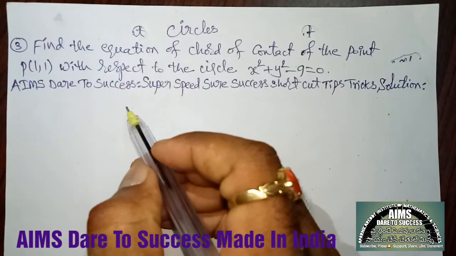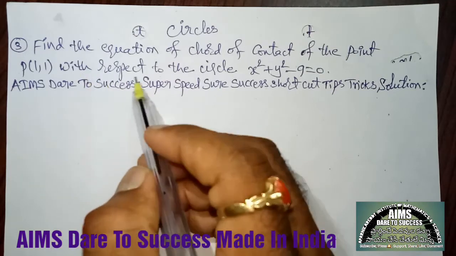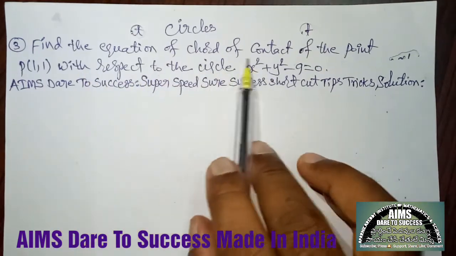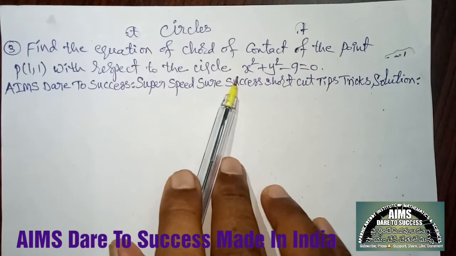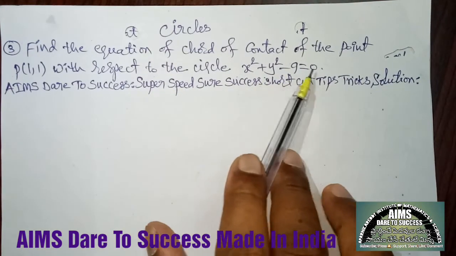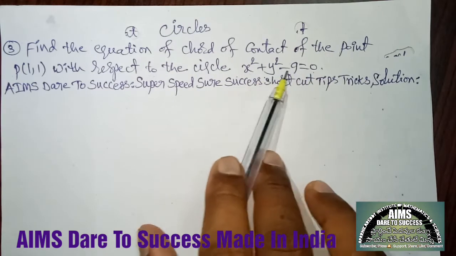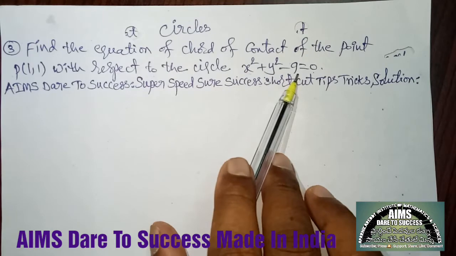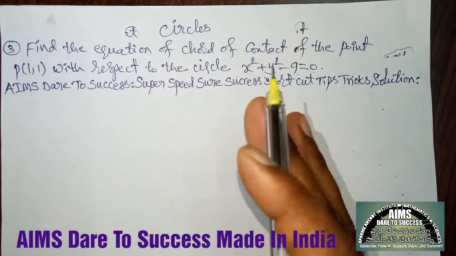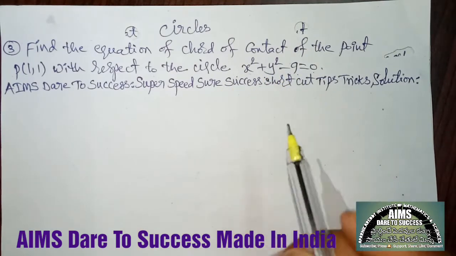Next, one more model question, a similar model question. Find the equation of the chord of contact of the point P(1, 1) with respect to the circle x square plus y square minus 9 is equal to 0. Hi my dear friends, here we are having only x square, y square and constant term, no x term and y term. It is very easy and short.